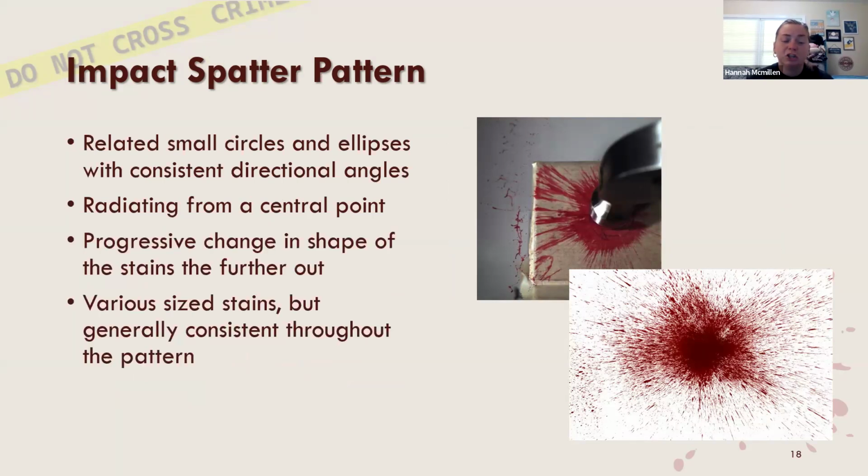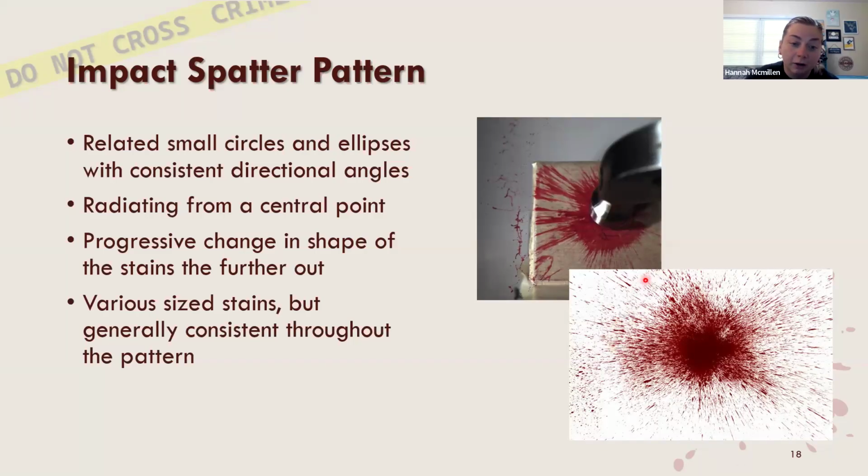There is a progressive change in the shape of the stains the further out you go from that central point. There are various size stains, but generally consistent throughout the pattern. So for impact spatter patterns, this is where we do a lot of area of origin determination.